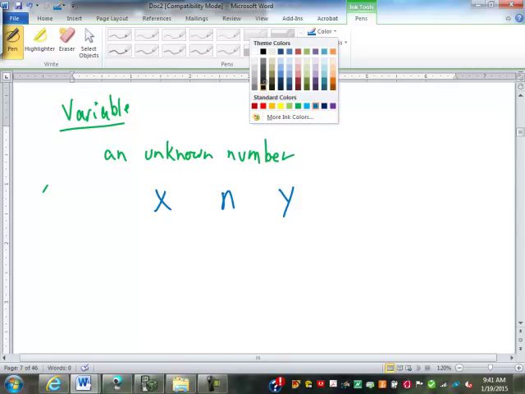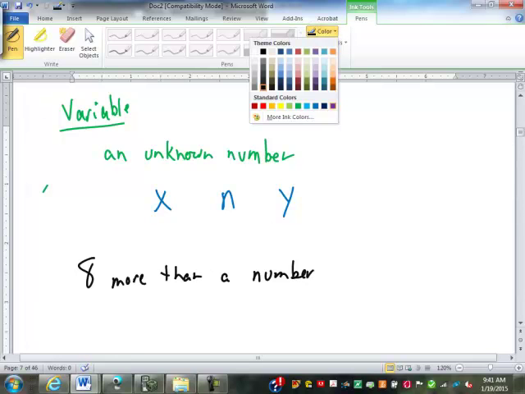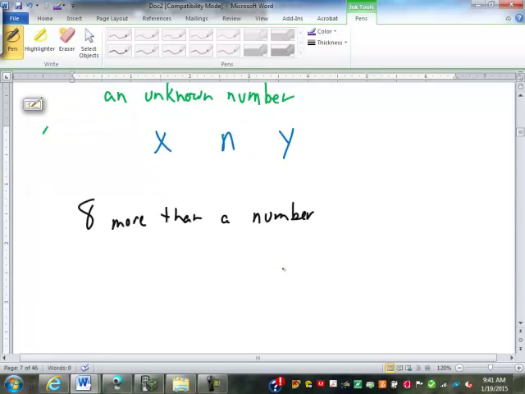But we often combine those with other things. So let's look at a phrase like 8 more than a number. Well, this is implying we still have an unknown number. That unknown number I'm going to call X for now. You could call it N or Y or whatever. 8 more means what? Plus. We've added 8 to it. 8 more than the number is the number plus 8. So X plus 8.